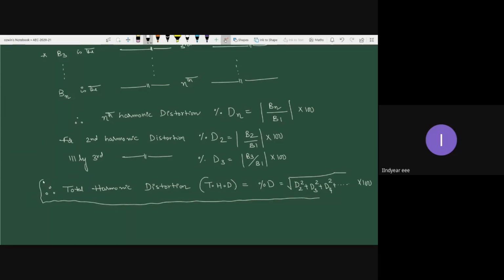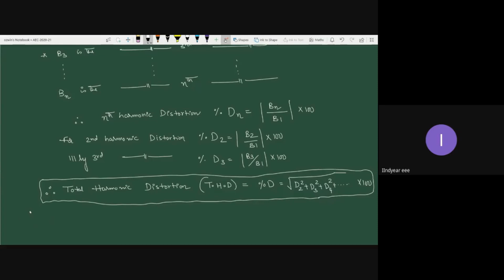You will have problems based on this, and we will solve them subsequently. But this is the formula for total harmonic distortion. Any doubts so far? No, sir. Okay, all right.